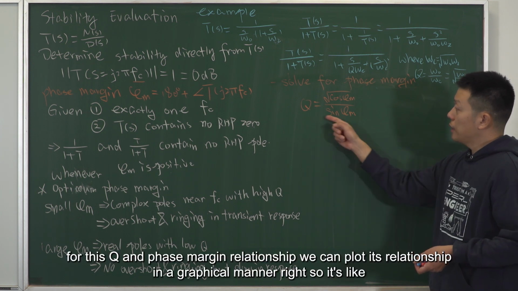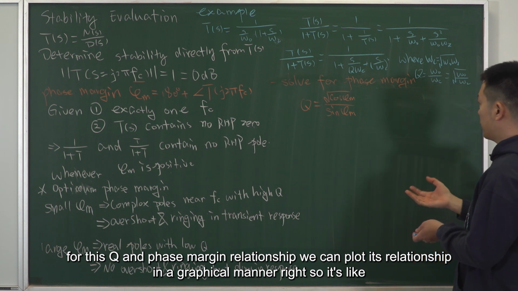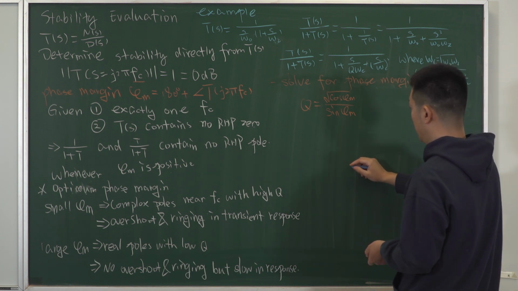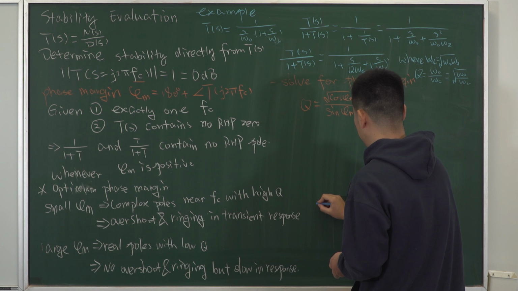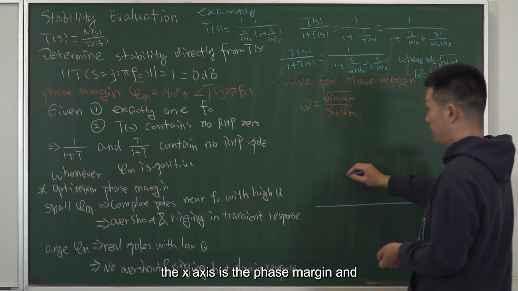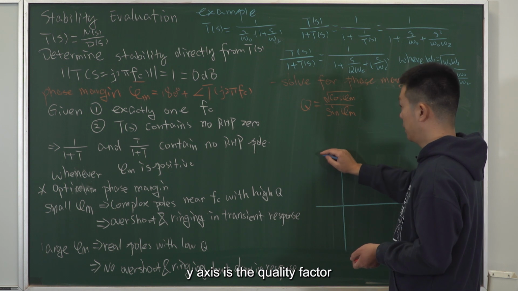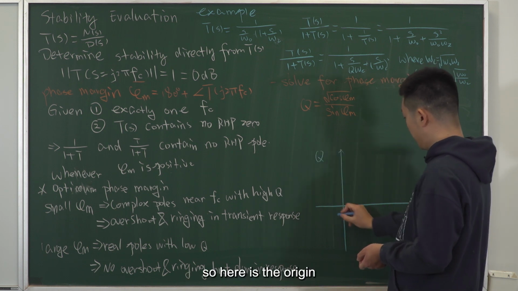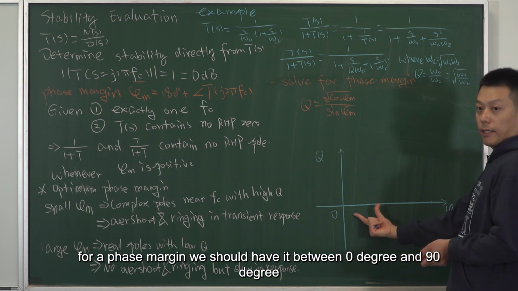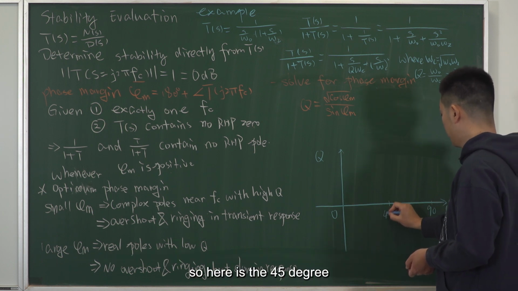For this Q and phase margin relationship, we can plot it in a graphical manner. The x-axis is the phase margin, and the y-axis is the quality factor. Here is the origin. For phase margin, we should have it between 0 degrees and 90 degrees. So here is the 45.